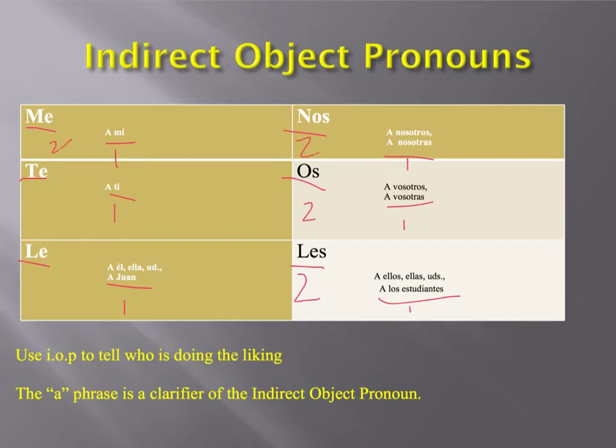So depending on what it is that you're going to say, you need to take one of the clarifying phrases along with its matching indirect object pronoun, and that would be the start of your sentence. So I might say something like a mí me, or a vosotros os, or a ellos les. So you need to have one of each of those at the beginning of your sentence.